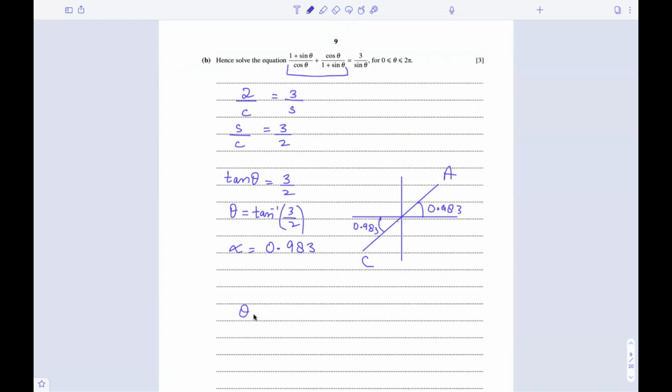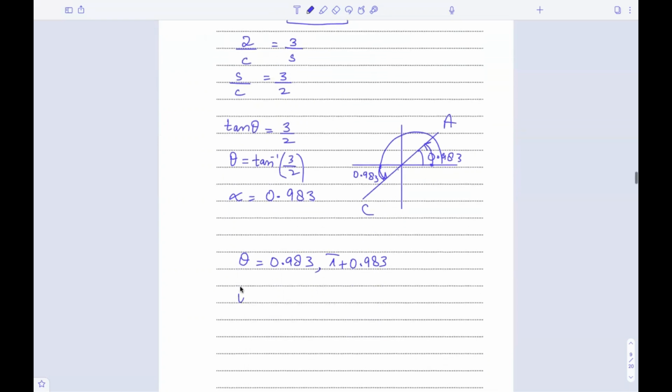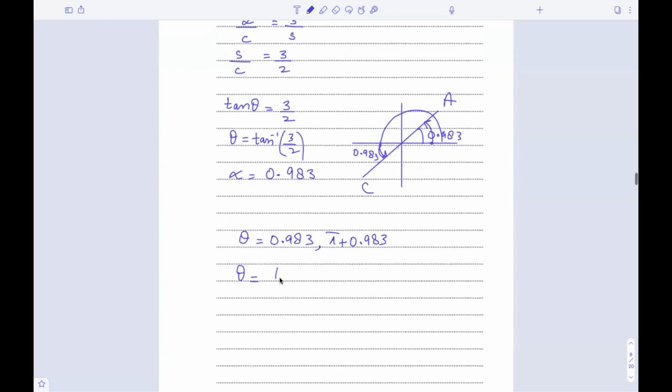So theta will be 0.983, as we measure our angle from the positive x-axis anti-clockwise, and the second angle would be pi plus 0.983. So theta will be 0.983 and 4.12.